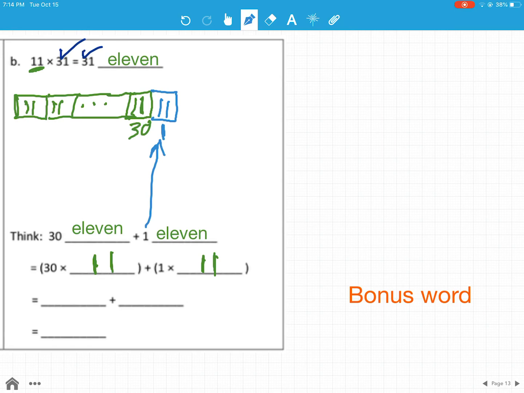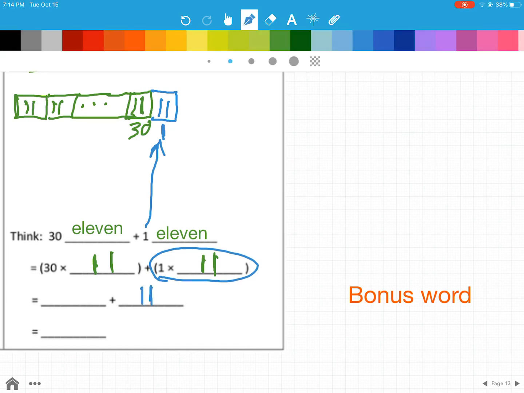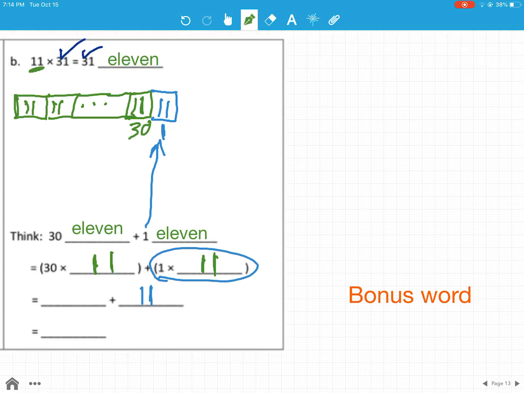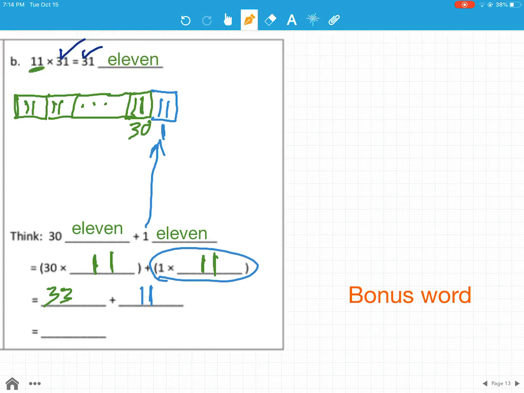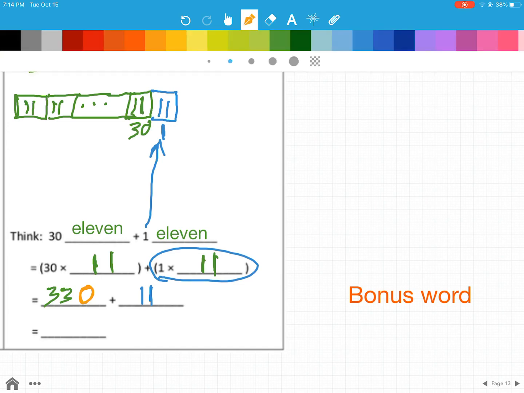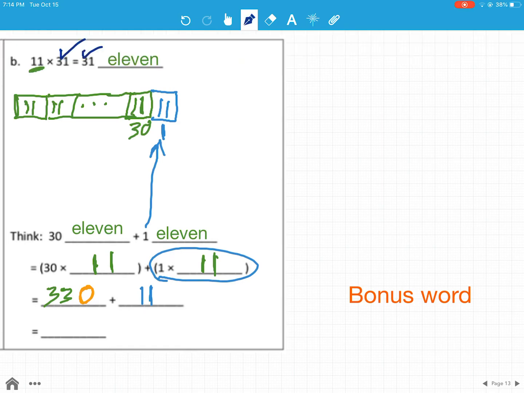Okay? So over here, we have 1 times 11, which is 11. And on the other side, we have 30 times 11. 3 times 11 is 33. And then we have to add our 0 because it's 30 times 11. And it's an addition sign, so we're going to add them up. So pay attention to what you have to do if it's adding or subtracting. This one happens to be adding.